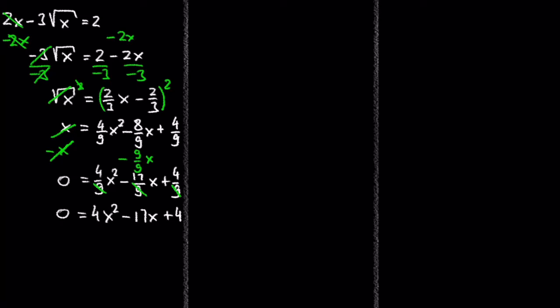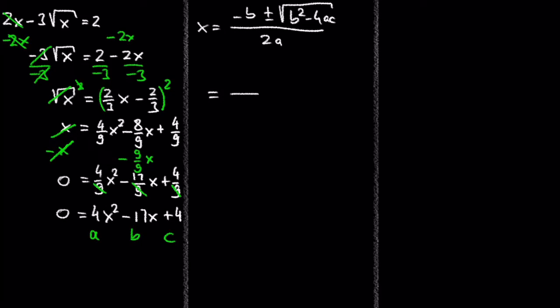Let's use the quadratic formula to solve this equation. A is 4, B is negative 17, and C is 4. Negative B plus minus the square root of B squared minus 4AC divided by 2 times A. So we get 17 plus minus the square root of 17 squared minus 4 times 4, which is negative 16, times 4 is negative 64. And 2 times 4 is 8.